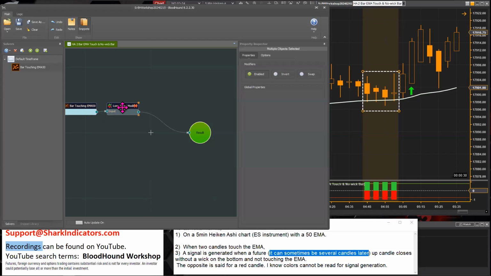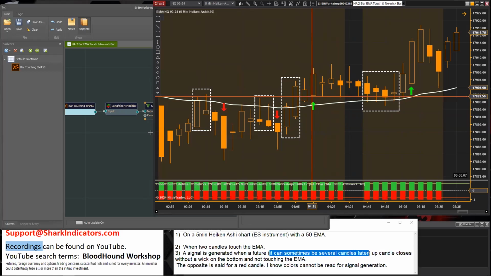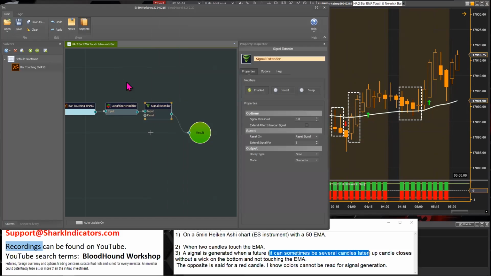Understandable. So we're going to add a signal extender here to this. And the signal extender allows us to determine, all right, how long does the market have to generate one of these bars here. And just from a quick glance here, it looks like it only takes maybe 3 bars. All these examples only take 2 bars. I don't know, maybe it takes 3 bars.